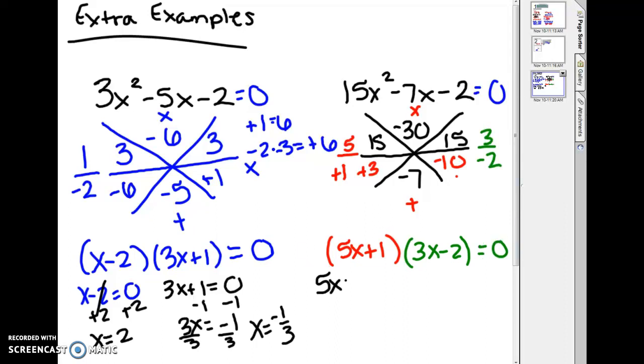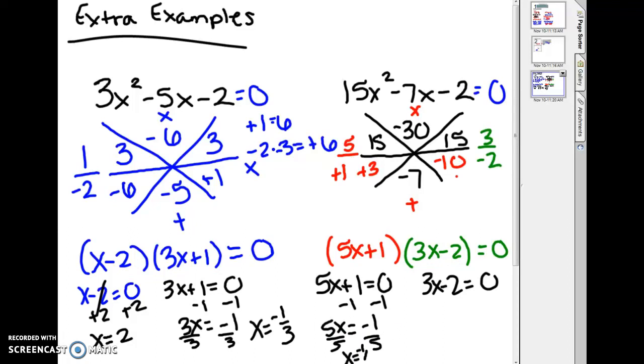Set each one equal to 0. 5x plus 1 equals 0. 3x minus 2 equals 0. And solve. Subtract 1 and divide by 5. So then x equals, and I'm running out of room, sorry, negative 1 over 5 for one answer. Add 2 to this one so that it goes that way, and you get 3x equals 2. Divide by 3, and again we get another fraction, or what would be a decimal, 2/3.